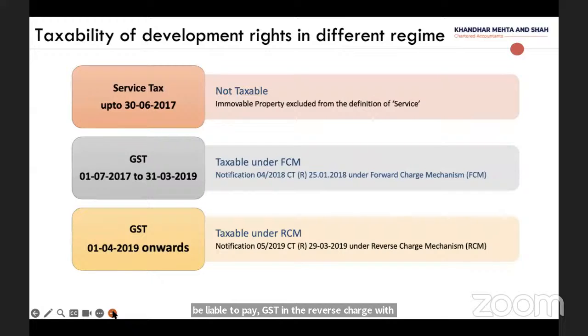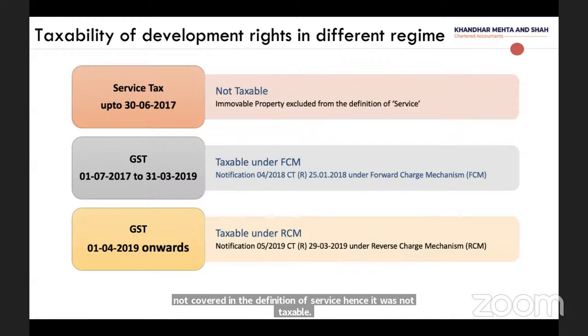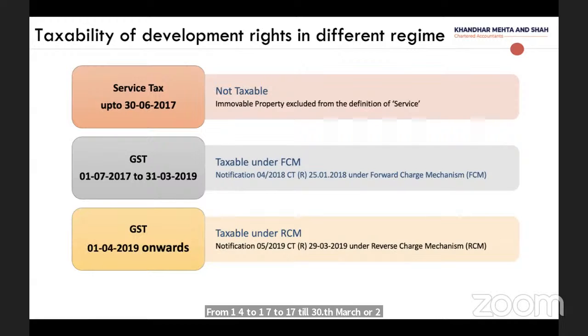So this is the journey of transfer of development rights. As I said, transfer of development rights are considered as an immobile property. In service tax, it was not covered under the definition of service, hence it was not taxable. From 1/7/2017 till 30th March 2019, it was taxable under FCM because no reverse charge mechanism was introduced at that time. And after 1/4/2019, it was taxed under reverse charge mechanism. So this is the brief journey that we can understand of TDR and FSI.